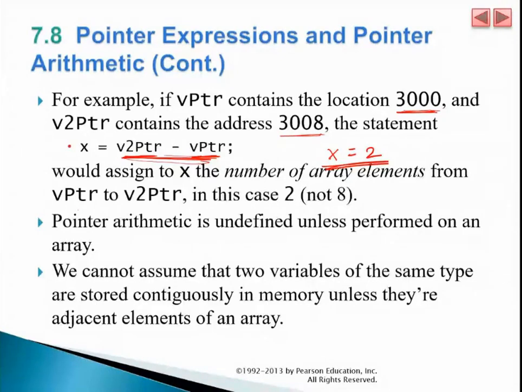Apart from all these operations, other arithmetic operations are undefined. Generally pointer arithmetic is used along with arrays, because for variables you don't know where they are allocated in the memory, and if you try to subtract two different locations, it will not make any sense. If we are talking about continuous memory locations, then only can we derive something from subtraction of pointers. So pointer operations are very much used only along with arrays.